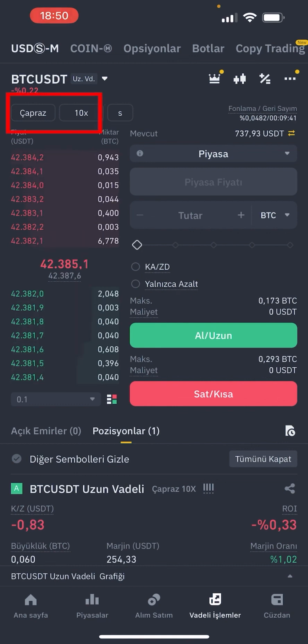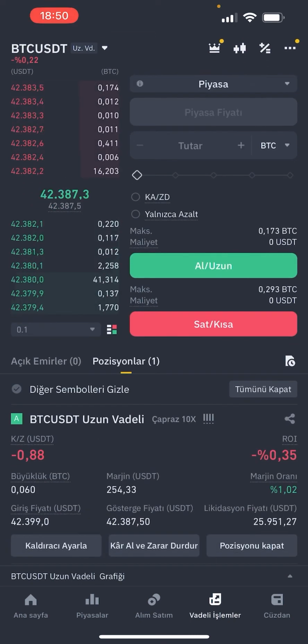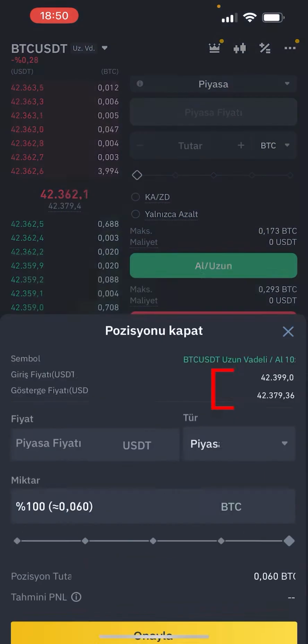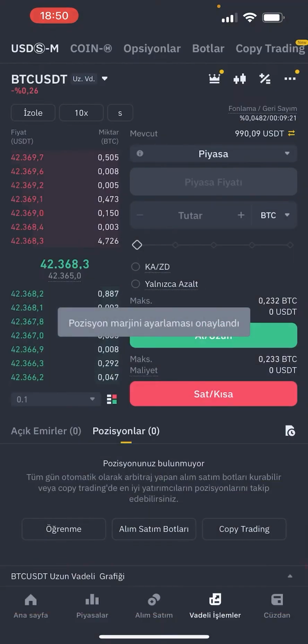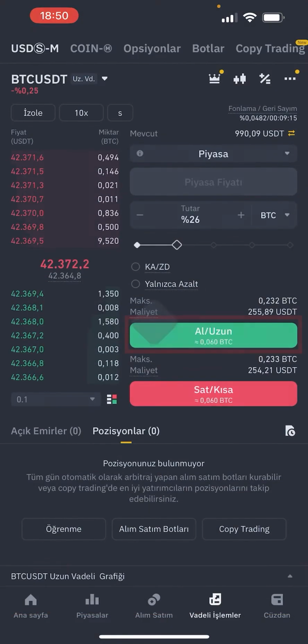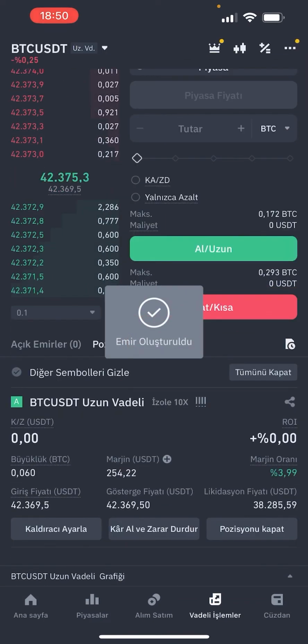So how can I reduce my liquidation level in isolated? Let's talk about that. I'm closing the position again, and I'm back in isolated. I'm going to open a position at the same cost again. I opened a position, and as you can see, I have a liquidation level. Again, how can I pull this liquidation level down if things go bad? I can pull it down like this.